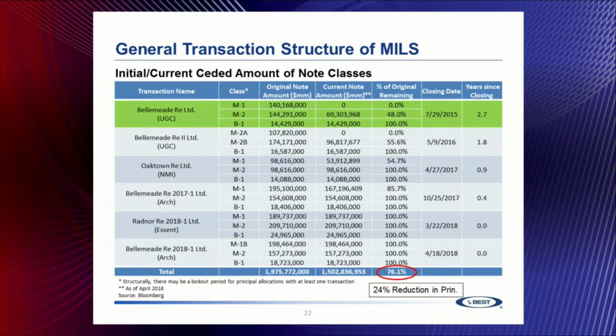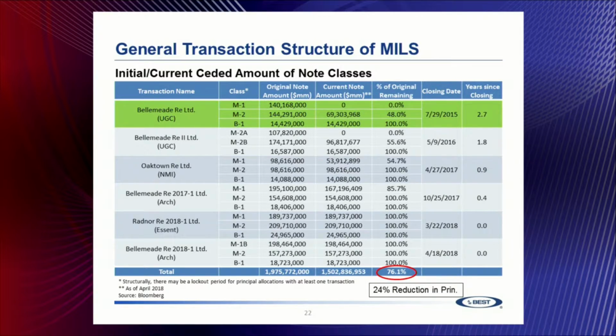This is a slide that shows the paydown of the notes. You can see how fast the notes are paid down. Look at the Bellemeade Re transaction, which is the one highlighted in green. You can see that the M1 tranche is paid down completely. The M2 tranche has been paid down by 50%, and so on. Even the Bellemeade Re 2 has paid down as well. In these structures, you have a quick paydown of principal.